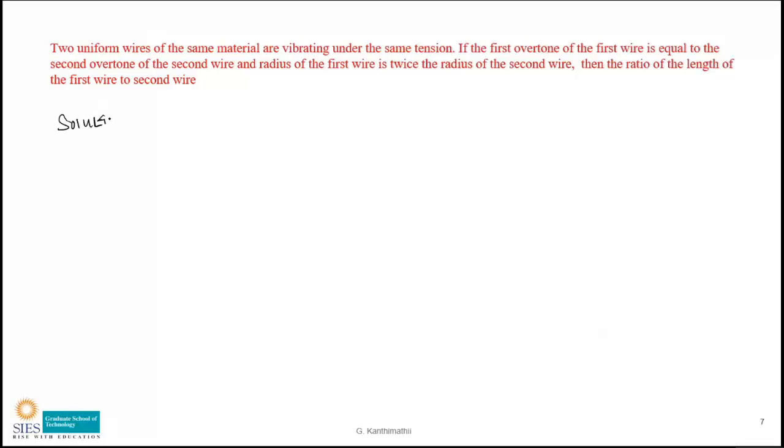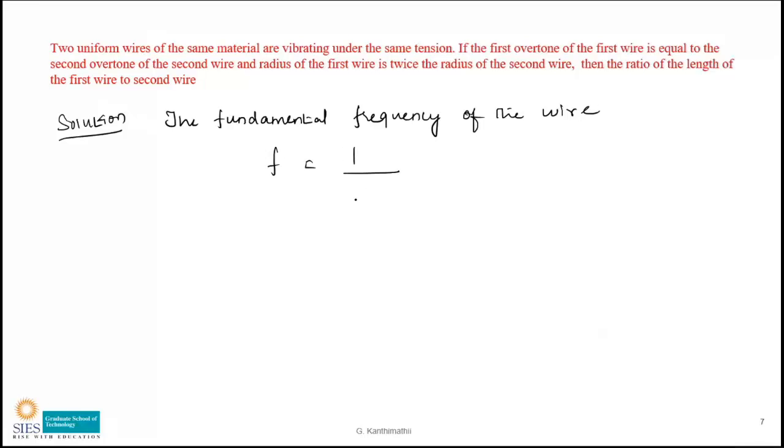We would start with the fundamental frequency of the wire. The fundamental frequency of the wire can be written as f = 1 upon 2L1 square root of T upon m. Here m is nothing but the mass per unit length. But now we need to connect this frequency with the radius, so we can't use this formula as such. We need to convert this mass per unit length in terms of density so that I would be able to connect it with the radius. So how to do it?